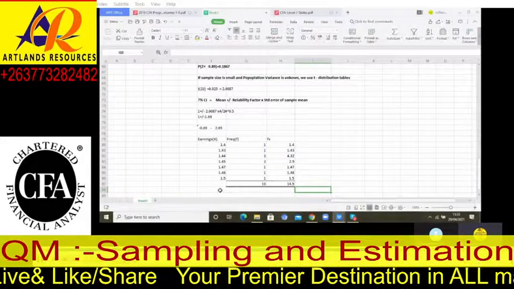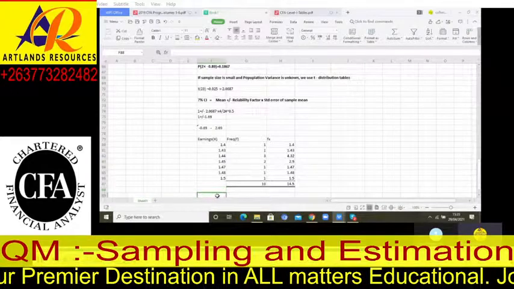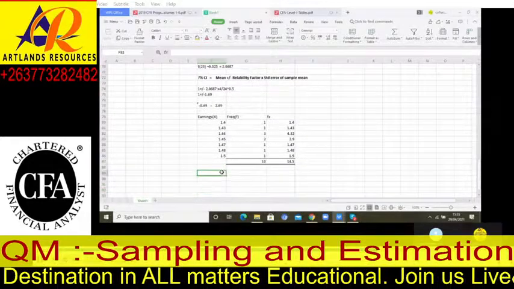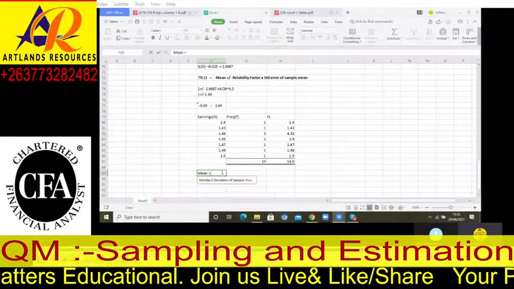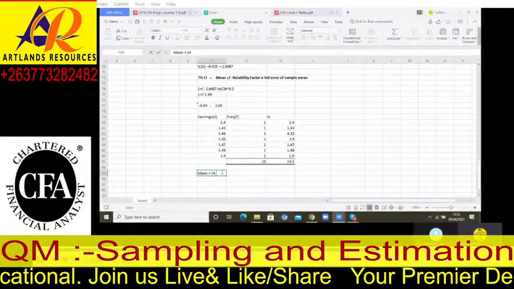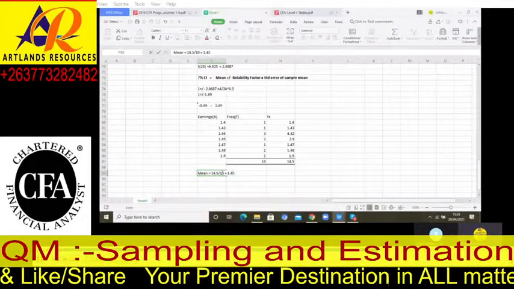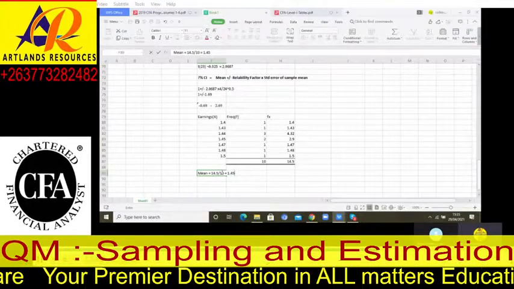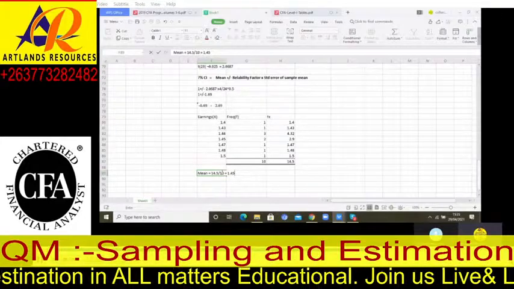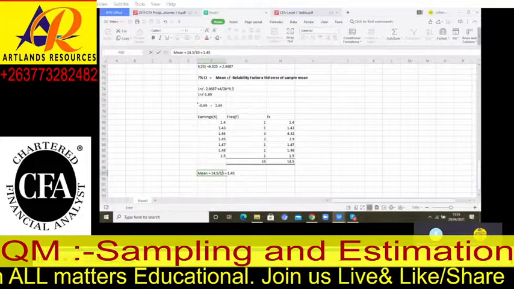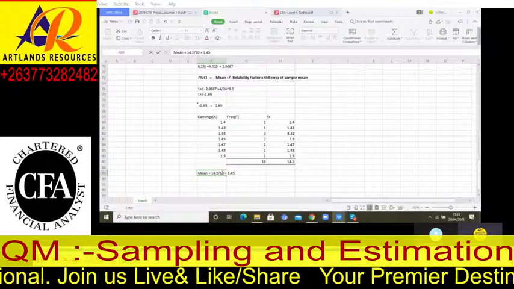So what is the mean? Because the question says calculate the mean, you simply say mean equals 14,5 divided by 10, and we get 1,45. That's the mean, because these are mean returns. The figure 1,45 is as a percentage, right? So that's the mean there.